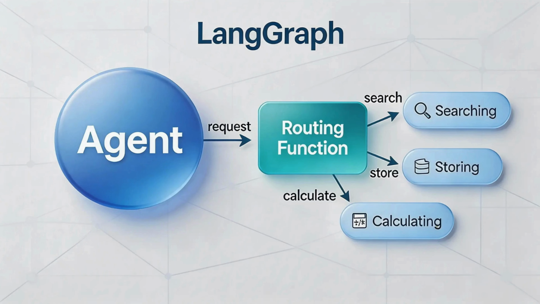In the last video, we built a LangGraph agent with one graph, one agent node, and one routing function. And the agent handled everything, including searching, storing, and calculating, all by itself. That worked really well. But think about what we were actually asking one LLM to do.